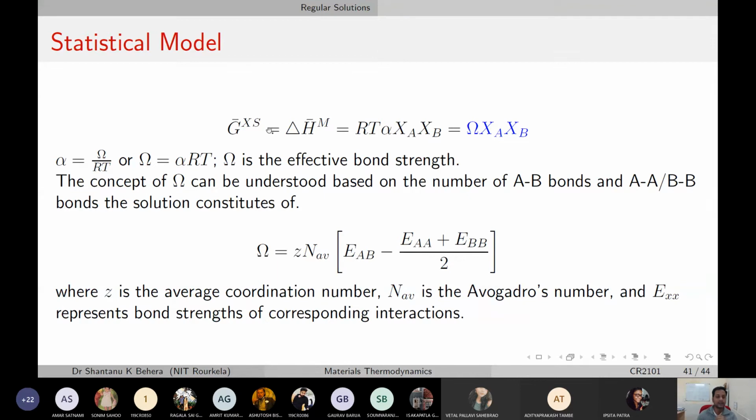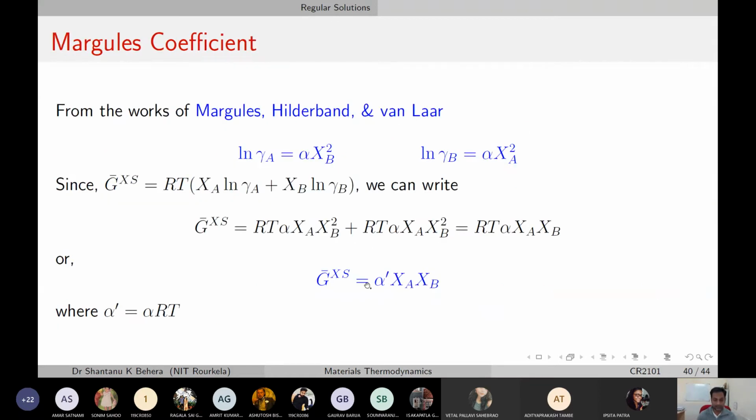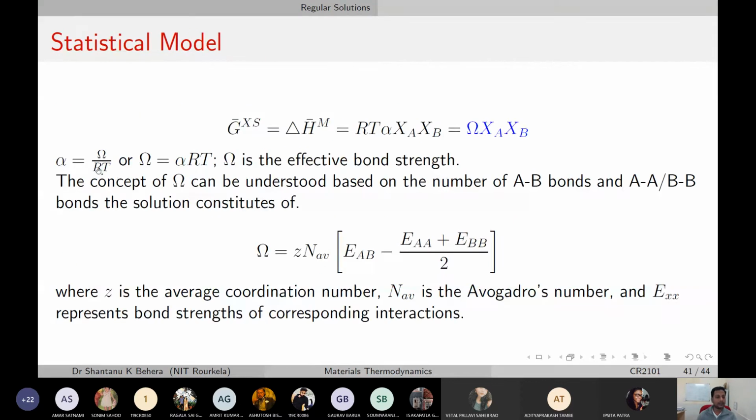So this gives the excess free energy, which is the change of enthalpy of mixing. It's a number RT alpha xA xB, which is defined in the statistical model by a term called omega xA xB. And this omega is called the effective bond strength. If you look at the last slide, we had seen that this alpha prime number is alpha RT itself, and this omega is the term alpha RT. The concept of omega can be understood based on the number of AB bonds, or the number of AA bonds or BB bonds, in the solution you have.